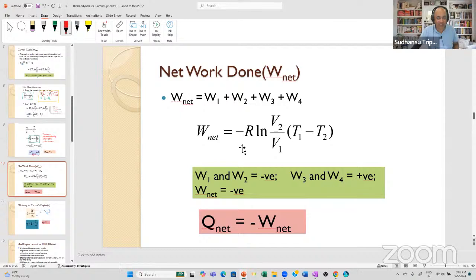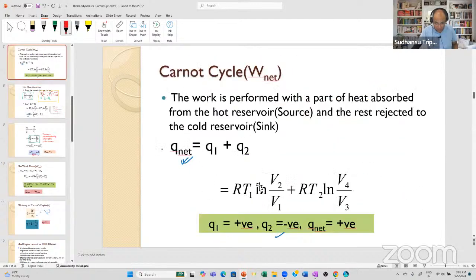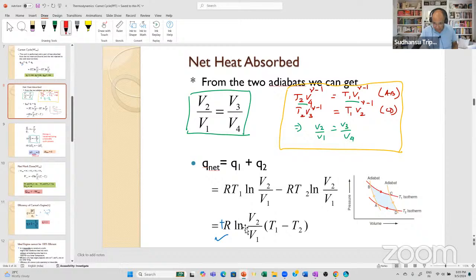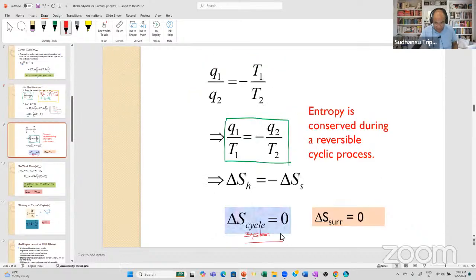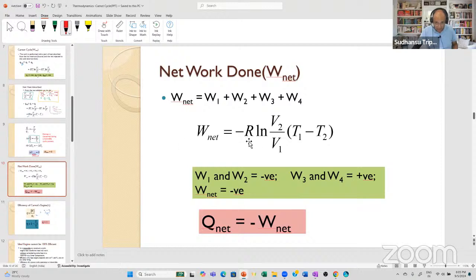So W net is equal to, and we have proved that in the cyclic process Q net was plus. Just before, we know Q net was plus. If you take a common factor here, this was plus R ln V2 by V1 (T1 minus T2), and the work done will be minus R ln V2 by V1 (T1 minus T2). So this proves that in a cyclic process, the net work done is the opposite of the heat change that has happened.